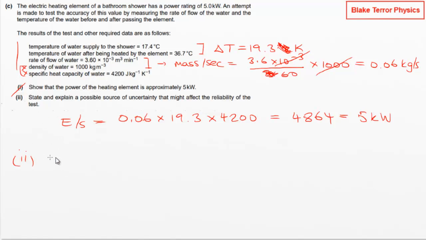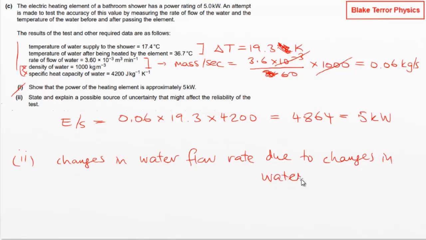So we could say changes in the water flow rate due to changes in water pressure. So we could have that as one thing. We've certainly got the temperature of supply could change as well, because sometimes a big glug of cold water turns up from some distant reservoir or something like that. So we could have a change in water supply temperature. That happens quite a lot.